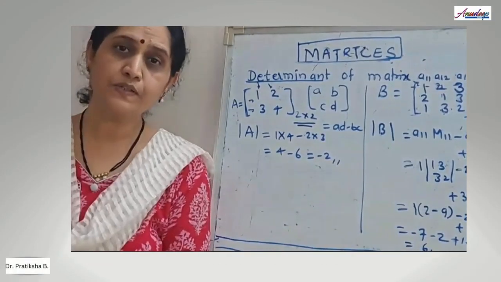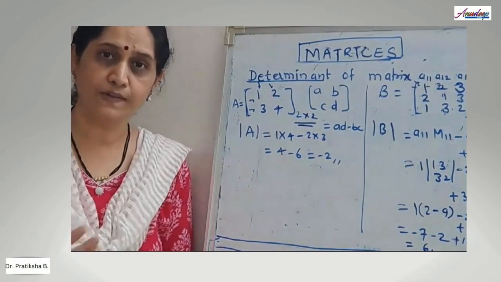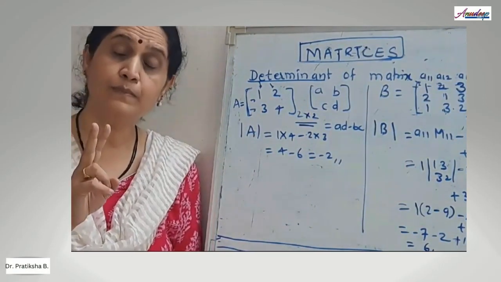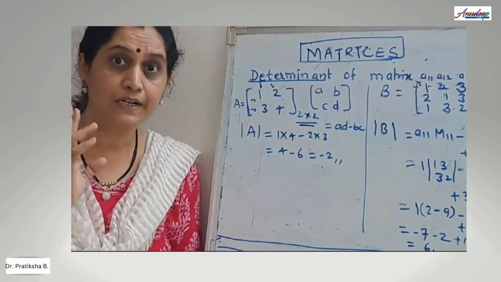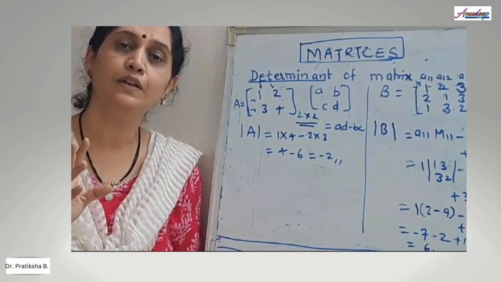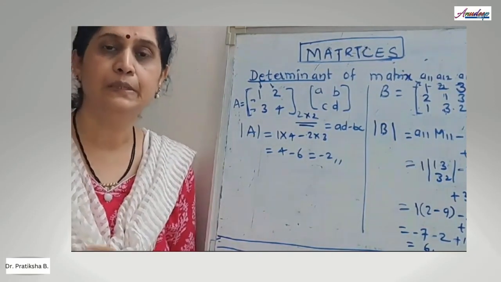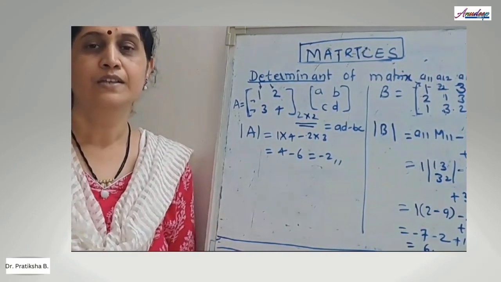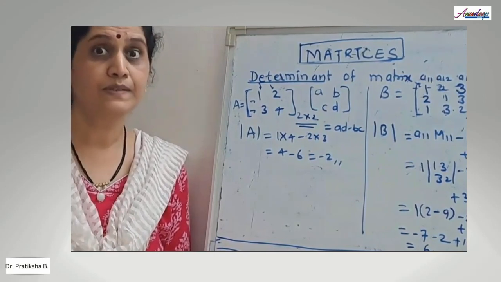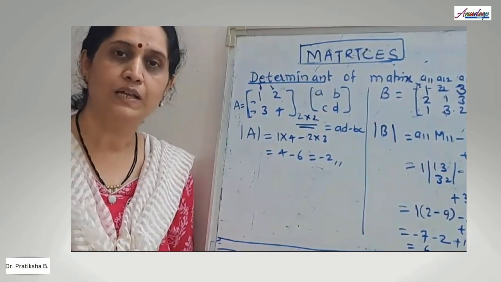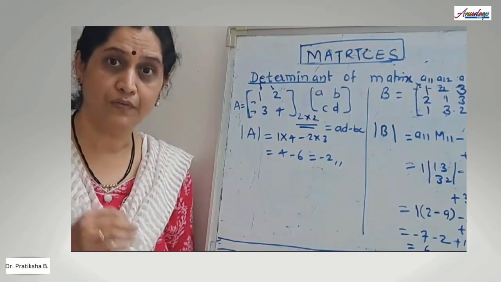So in today's video, we have discussed what a matrix is, what the dimension of a matrix is, how to multiply two matrices, what the condition for the compatibility of matrices is, and we also discussed how to calculate the determinant of a given matrix. This is the very basic concept needed to solve the problems in our 12th class book. So this is what we have covered today.